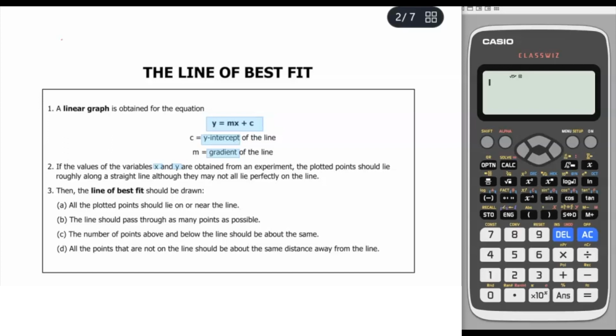First, all the plotted points should lie on or near the line. Let's say this is the line and the points are here. The line should pass through as many points as possible. The number of points above and below the line should be about the same, so that it's balanced. And all the points that are not on the line should be about the same distance away from the line.